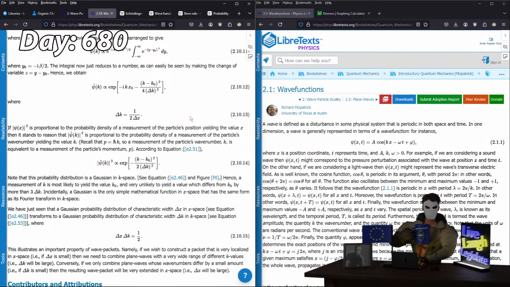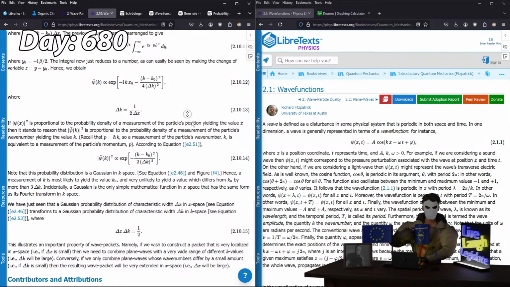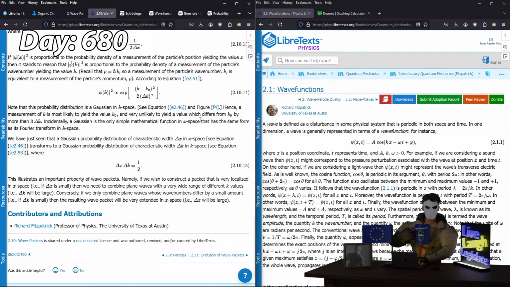Recall that p is equal to h-bar k, so measurement of the particle's wave number is equivalent to the measurement of the particle's momentum according to the equation. Note that this probability distribution is a Gaussian in k space, hence a measurement of k is most likely to yield a value k0 and very unlikely to yield a value which differs from k0 by more than 3 delta k. Incidentally, a Gaussian is only some mathematical function in x space that has some formula for it. Okay.